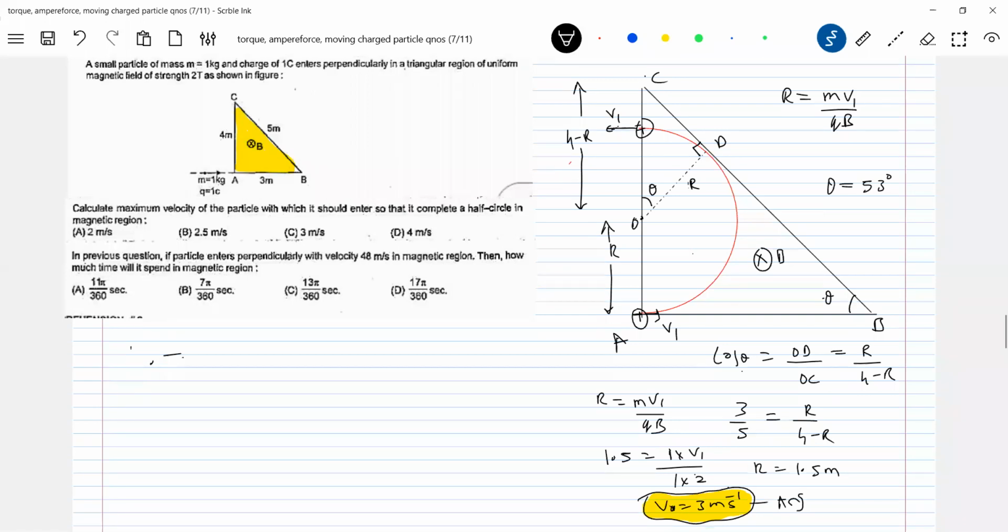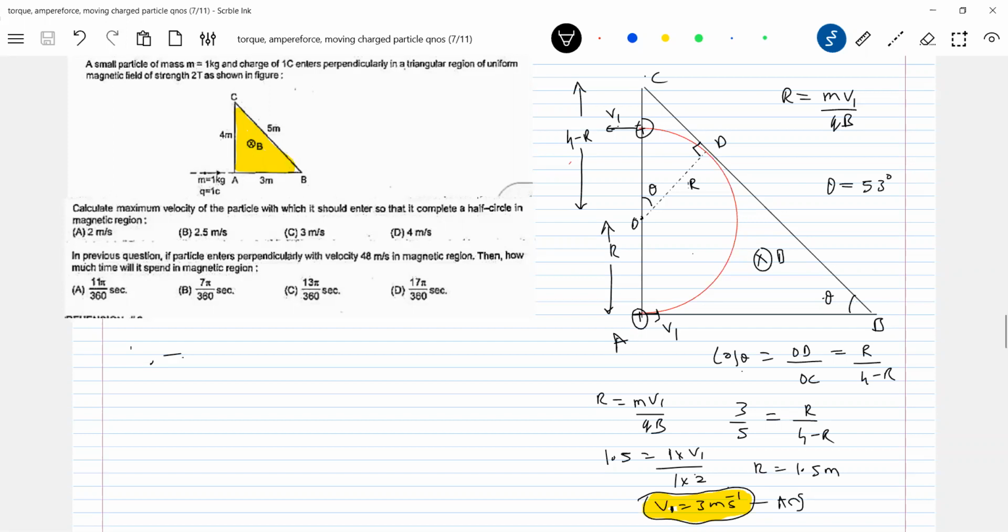Okay, this is about the V naught. Okay, no, V1, no, it is. Now come for a second. In previous question, if particle enters perpendicular with velocity 48 in magnetic region, then how much of time will it spend in a magnetic region? Now look at earlier 3. Now when I give velocity 48, what do you expect? It's going to describe circular path of larger radius, no? Instead of 1.5 meter, definitely the radius will be large.